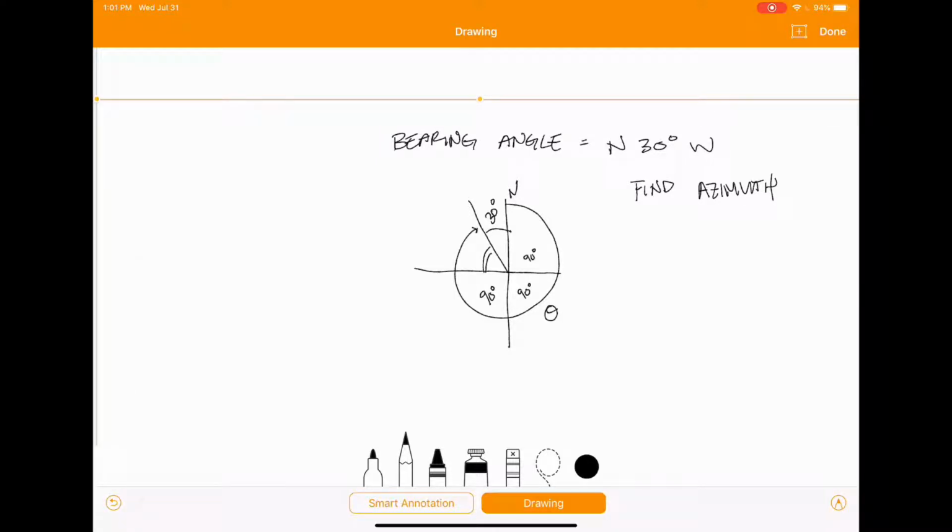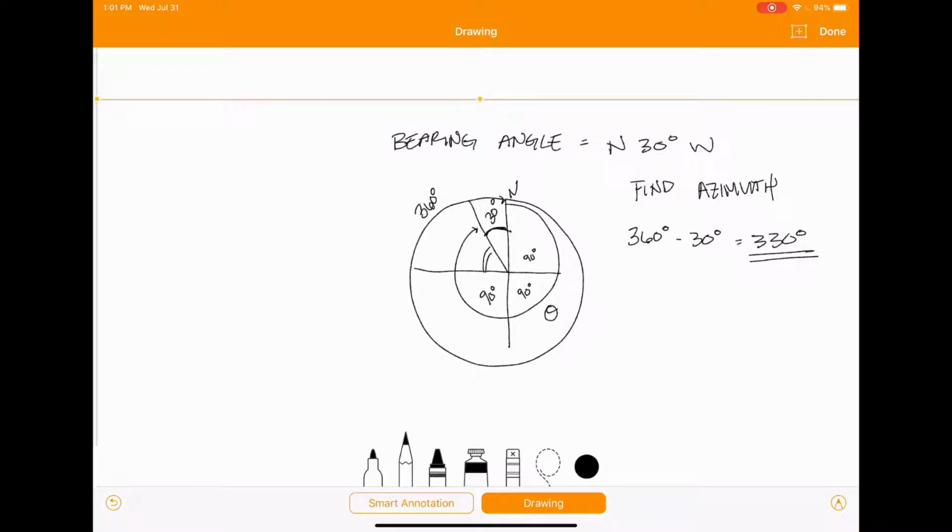Or you can recognize that all the way around is 360 degrees. So you can do that minus this here and you'll be left with the leftover. So that's a little bit easier, so I'm going to do it that way first. So we're going to have 360 degrees minus 30 degrees equals 330 degrees. And that's going to be your azimuth angle.